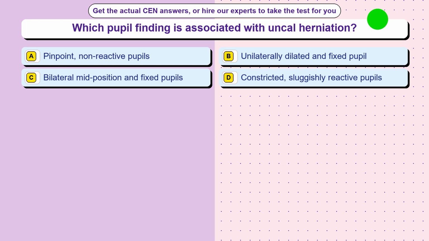Question 56. Which pupil finding is associated with uncal herniation? Option A, pinpoint, non-reactive pupils. Option B, unilaterally dilated and fixed pupil. Option C, bilateral mid-position and fixed pupils. Option D, constricted, sluggishly reactive pupils.